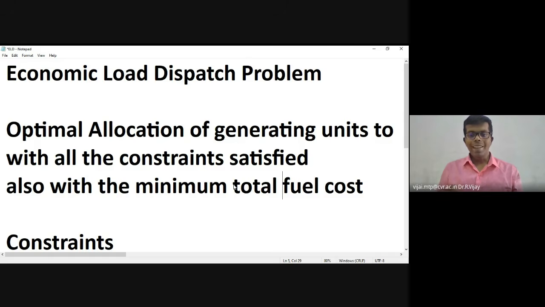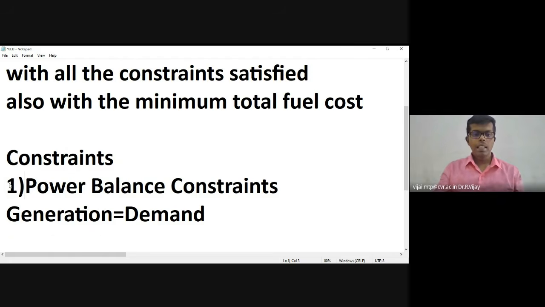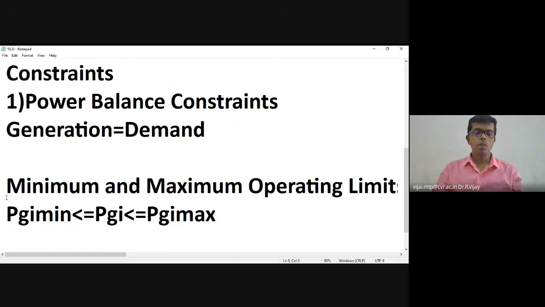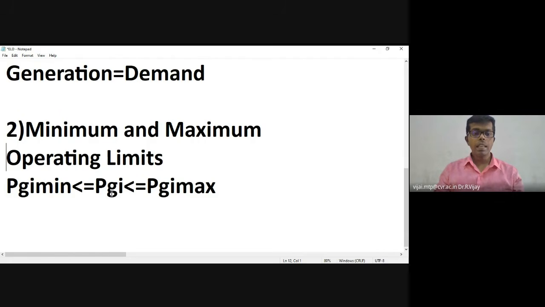Coming to the constraints of economic load dispatch, there are two types. One is power balance constraints, that is nothing but generation equals the demand if we neglect the losses, or otherwise generation equals demand plus losses. Another constraint is the minimum and maximum operating limits. That is, whatever the generation that is happening should be within the minimum and maximum operating limits.